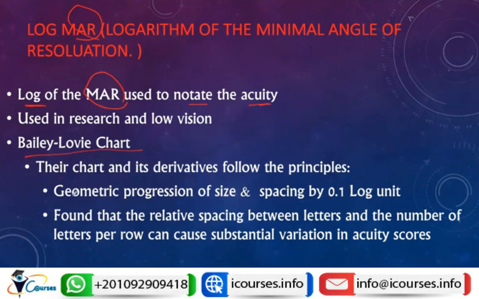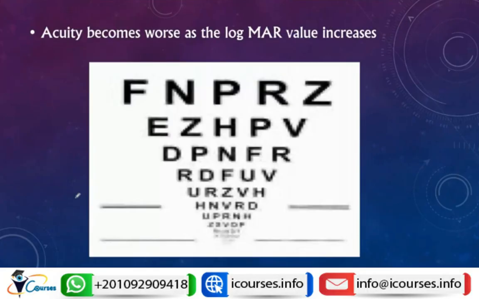The LogMAR chart is based on the logarithm of the minimum angle of resolution, and that's why there is a geometric progression of the size of the optotype and the spacing by about 0.1 logarithm unit, as it was found that these types of visual acuity charts are more accurate in detection of the visual acuity, because they have the same number of letters in every line, and they have proportionate spacing between the letters itself.